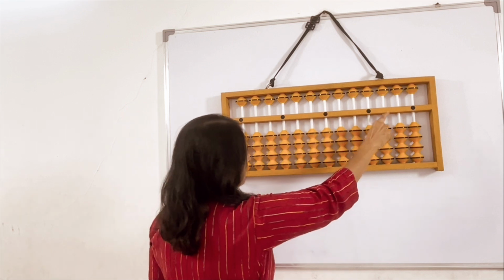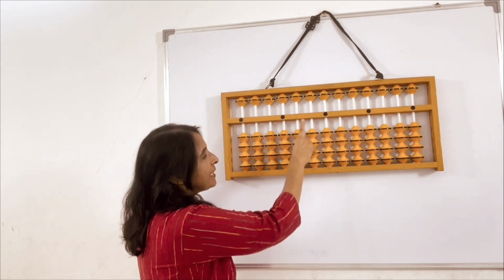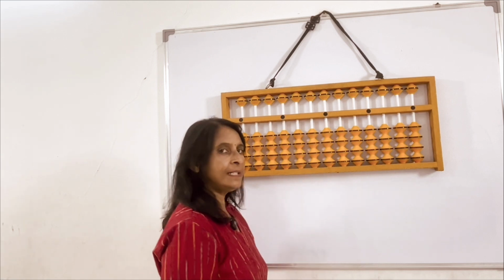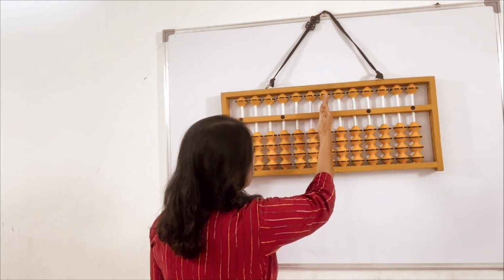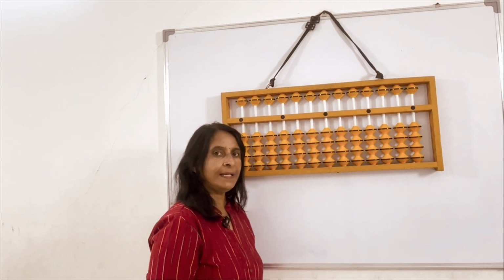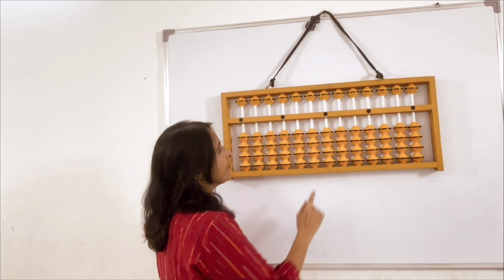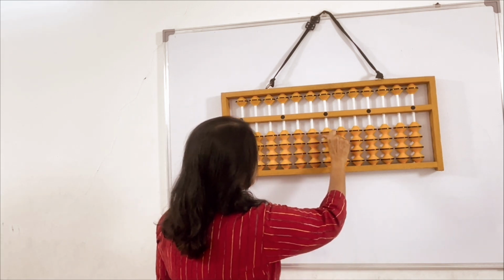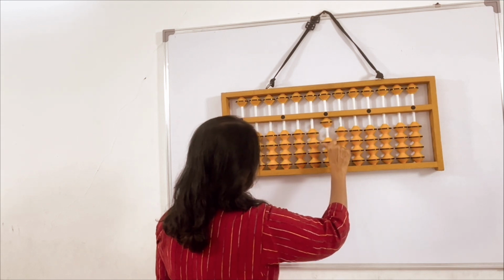This is an answer bar. Always remember the golden rule: the bead that touches the answer bar is the only one considered as an answer. And as we know, this is the ones place, and the value of each lower bead is 1 and the value of each upper bead is 5. So when this bead touches the answer bar, that is the answer. So this is called 1.